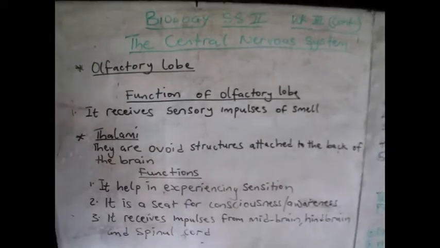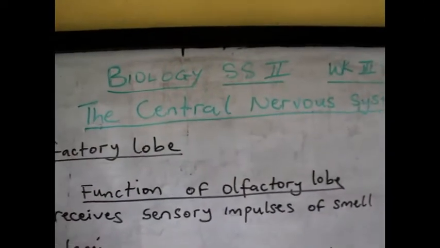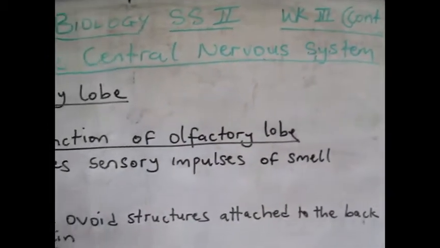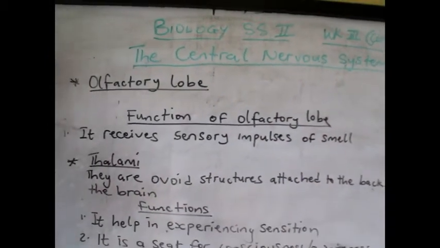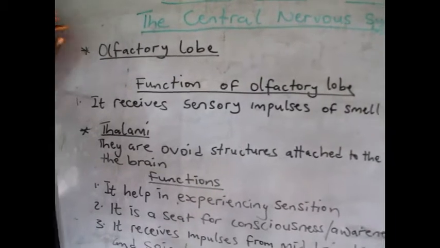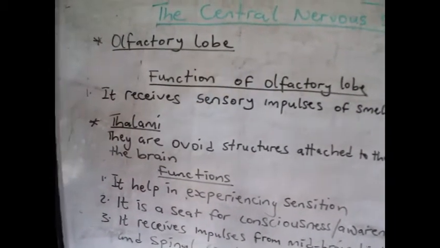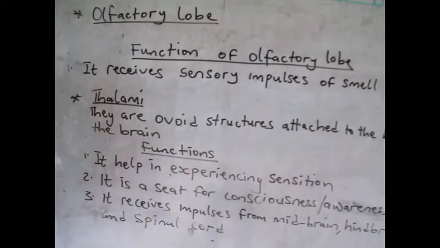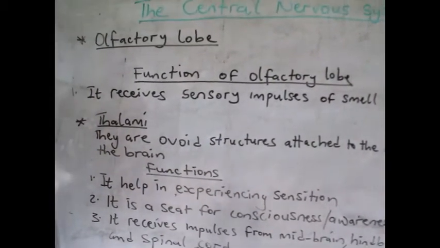In our last class, we looked at the brain. I told you the brain is divided into three parts: the forebrain, the midbrain, and the hindbrain. Then inside the forebrain, we consider the two major parts being the cerebrum and the olfactory lobe. Then it has two minor parts, the thalamus and the hypothalamus. So let's quickly go to the olfactory lobe.